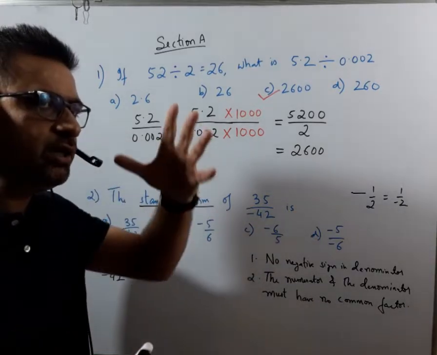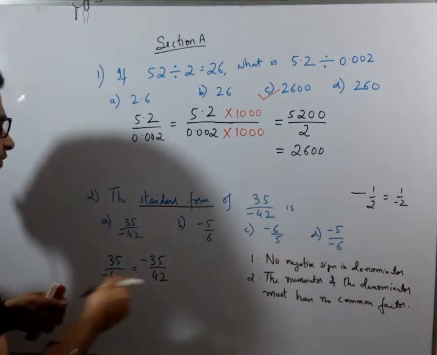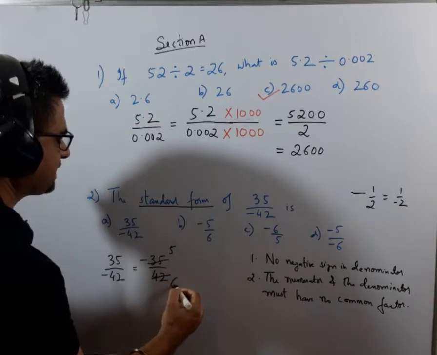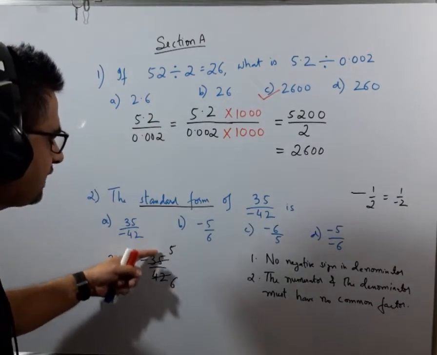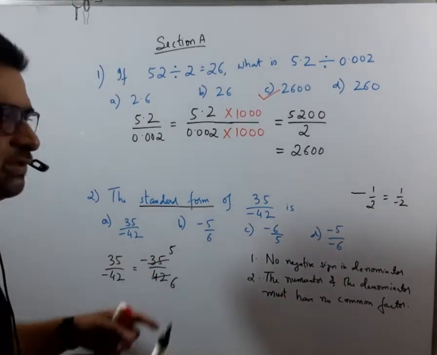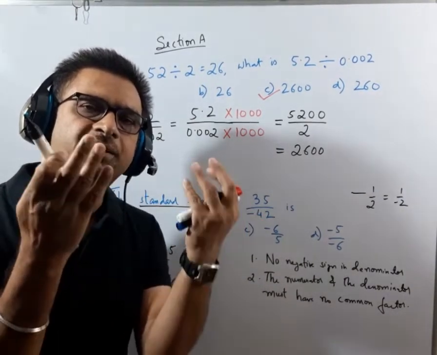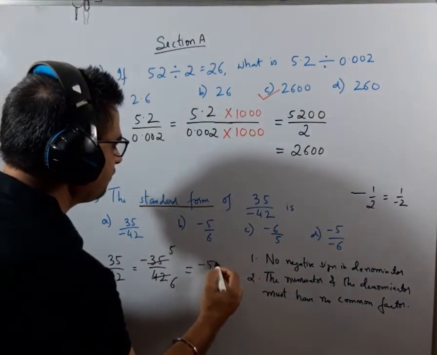See, when you read the table of 7, you have 7 into 5, that's 35, and 7 into 6. So what does that mean? 7 was a common factor of both 35 and 42, and that's the reason why we divide both of these by 7 and we get the reduced form. So in this case, we end up getting minus 5 by 6.